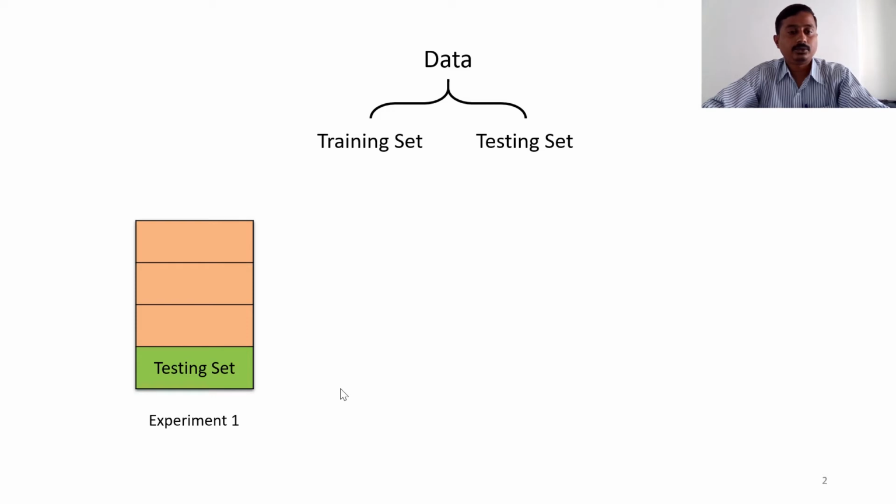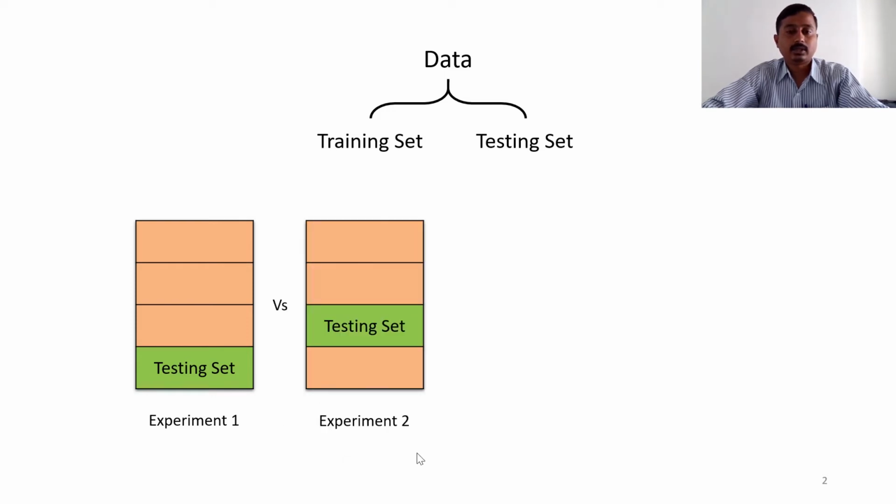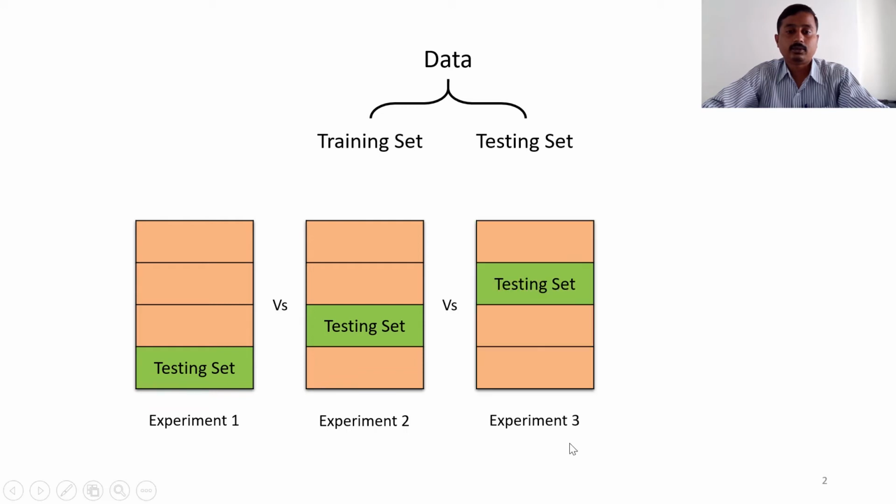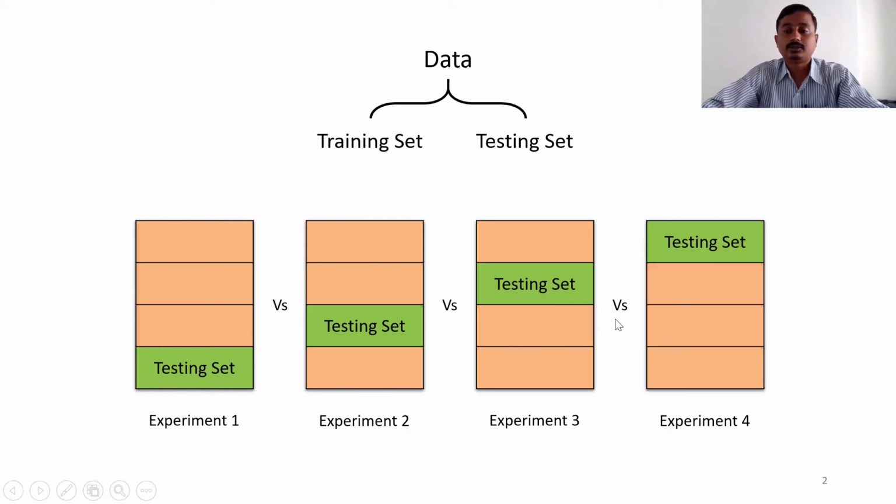What if I use the last block as the testing set, and what if I use the third block as the testing set, and what about the second and first block? Will that affect the accuracy of the method, or will the accuracy of all the experiments be the same? So how to decide which block to be used for the testing set? The answer is cross validation.